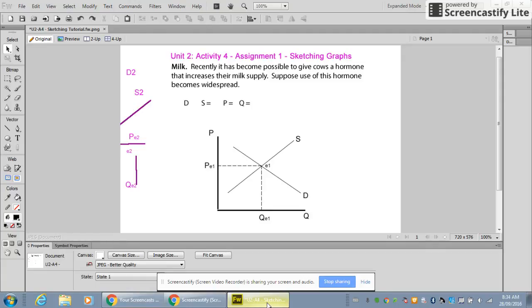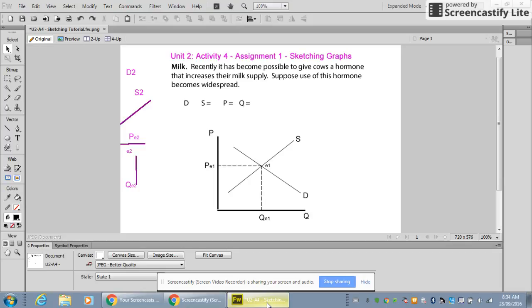I'm using a graphics program, Adobe Fireworks. You can use Microsoft Word, the drawing tools, Google Drawing, or any other drawing software package that you have at your disposal. Or you can also just sketch the graphs on graph paper and email to me as an attachment in the Dropbox, or take a picture of it and attach it to the Dropbox.